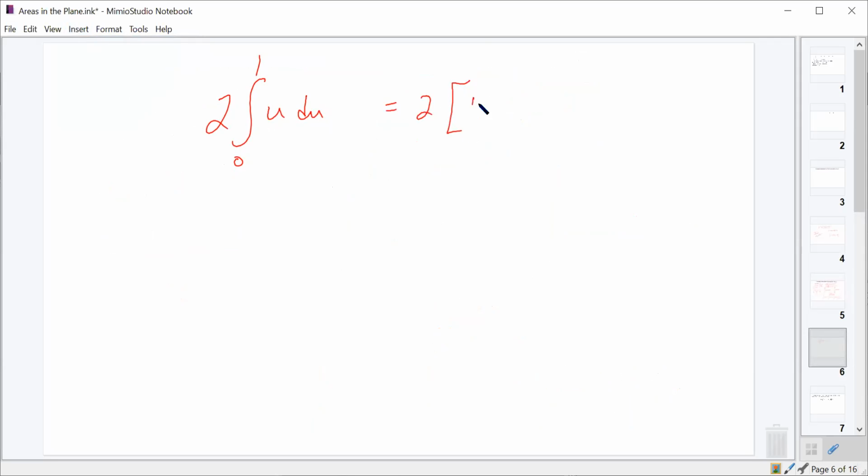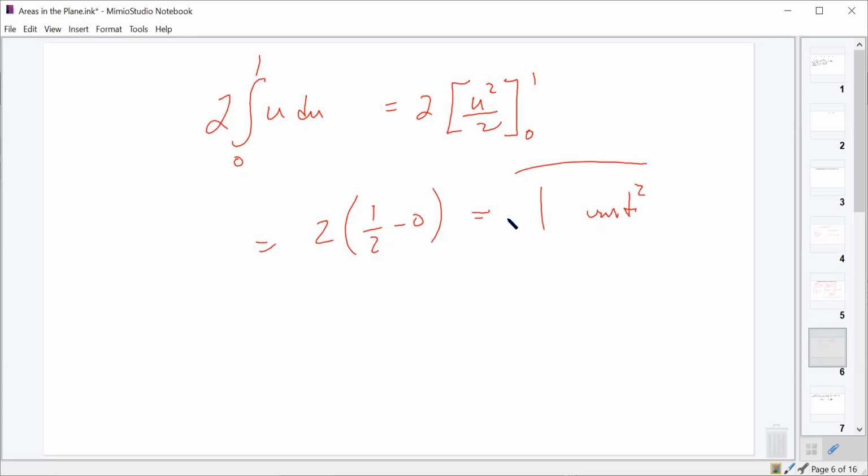Which should be 2 times u squared over 2 from 0 to 1, which ought to be 2 times a half minus 0, or 1 unit squared. Easy enough or no? Yeah, that was good.